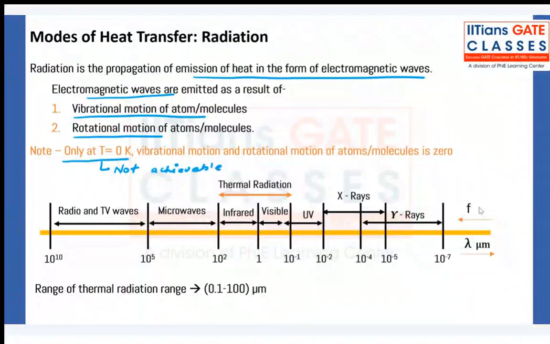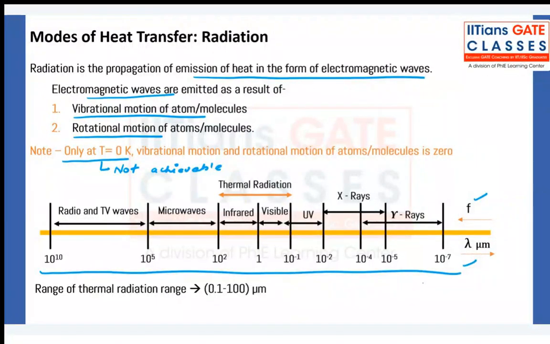Now, based on frequency and wavelength, there is a whole electromagnetic spectrum. So many rays are there, but because we are only focused on heat transfer that happens because of temperature, it comes under the category of thermal radiation. Thermal radiation has a range of 0.1 to 200. This range is thermal radiation, and out of this we have some infrared radiation, some visible light, and some ultraviolet rays.